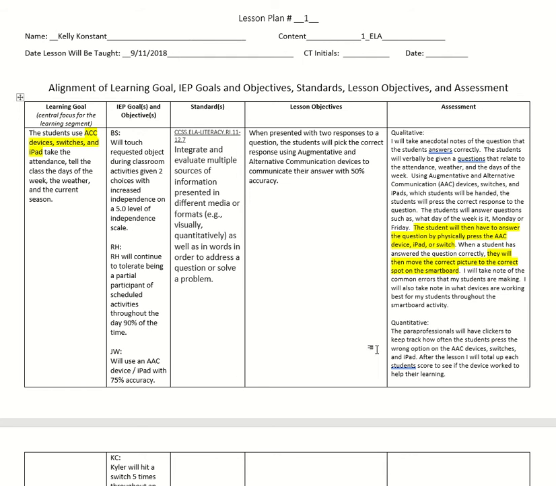I've highlighted some things. As you can see over here, for multiple means of action, the students use AAC devices, switches, and the iPad. And then I'm not sure if she has it on here. Maybe it's down farther. Okay, here we go. They will then move the correct picture to the correct spot on the smart board. So they are physically touching these items, and then they are physically moving items on the smart board as well.